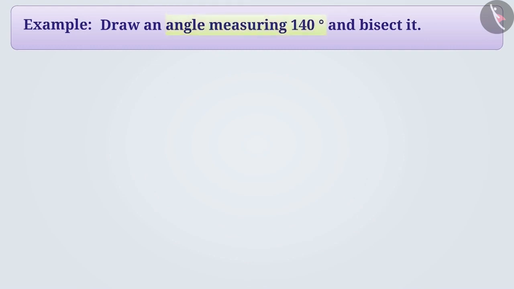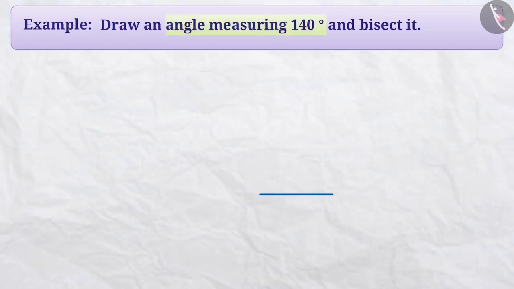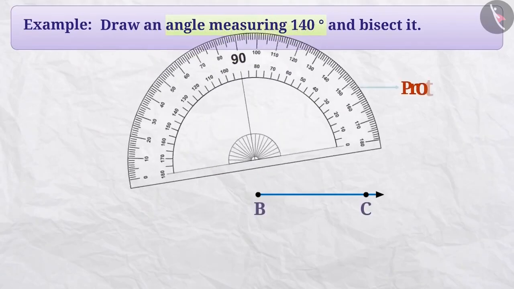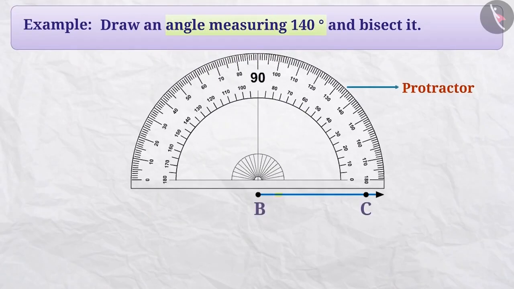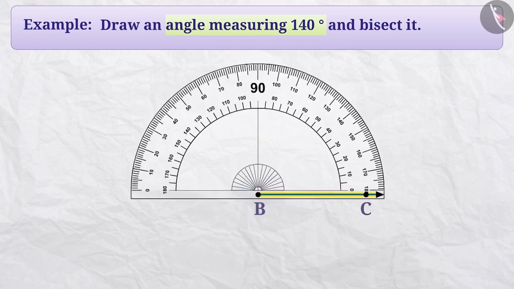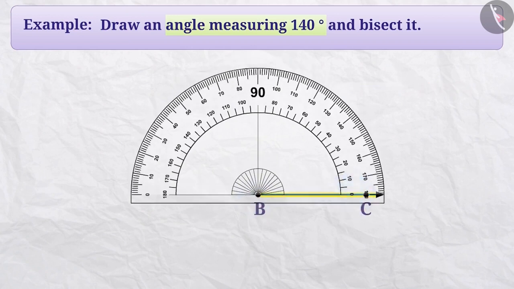To draw an angle measuring 140 degrees, first draw a ray. Let's name it BC. Now place the protractor on the ray BC in such a way that the center of the protractor is at point B and the zero edge completely covers the ray. Then we will use a protractor scale whose 0 degree is close to C.